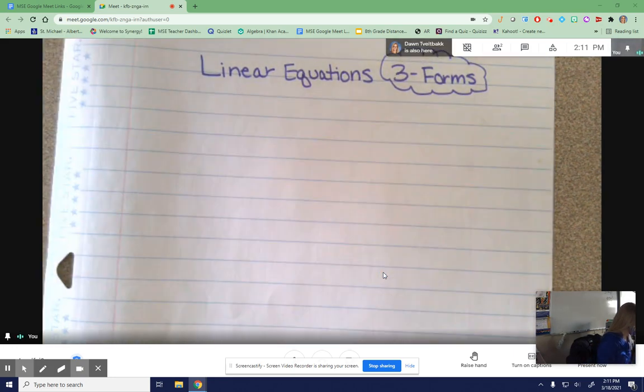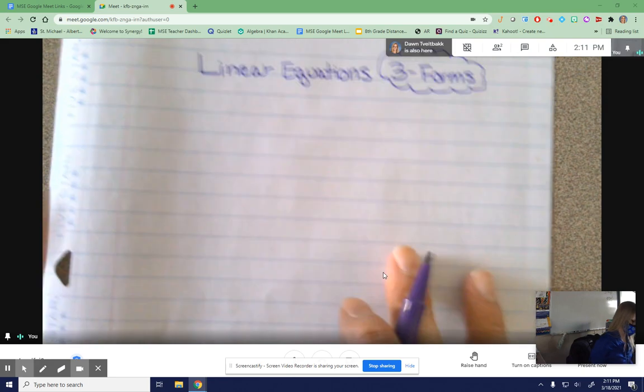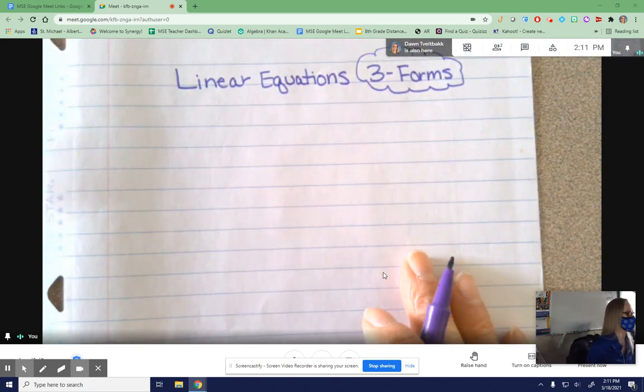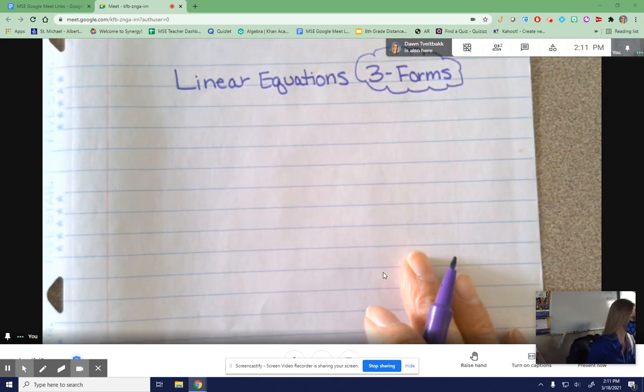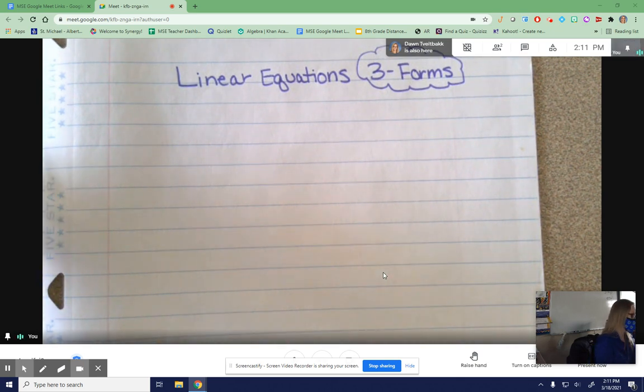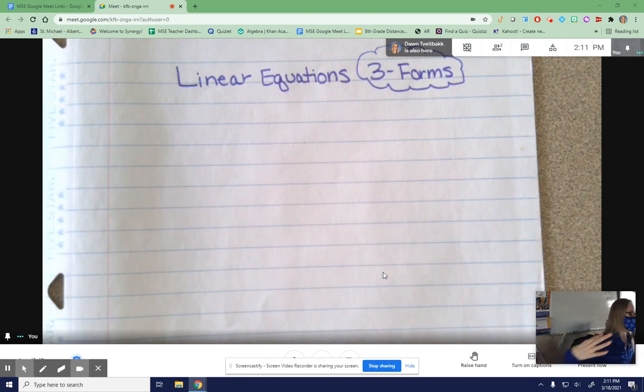All right. So the first thing is there are three forms of the linear equation. There's slope-intercept, standard form, and point-slope. Those are the three forms. And what I've discovered is the kids who can manipulate back and forth between those three forms are the kids that are typically more successful on the MCAs.